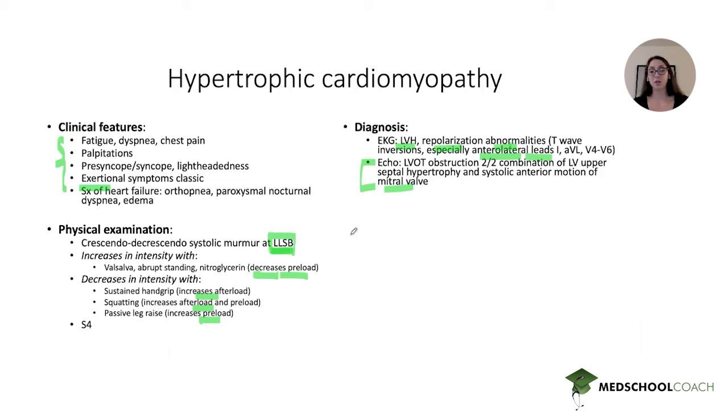They might not tell you that the septum is thickened, but they might tell you that there's anterior movement of the mitral valve, or they might even ask you what the underlying mechanism is for the murmur or for this lesion, and you should be able to pick this answer choice. So systolic anterior motion of the mitral valve, or anterior leaflet motion of the mitral valve, or something along those lines. You should be able to recognize that as being the underlying pathophysiology here.